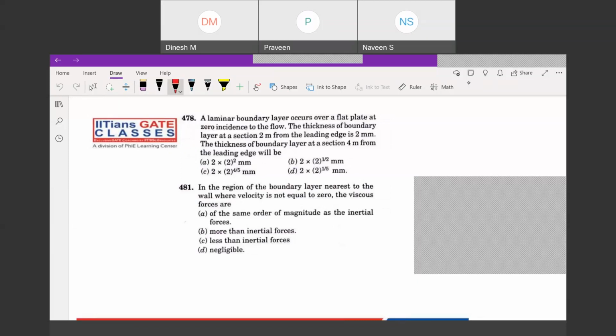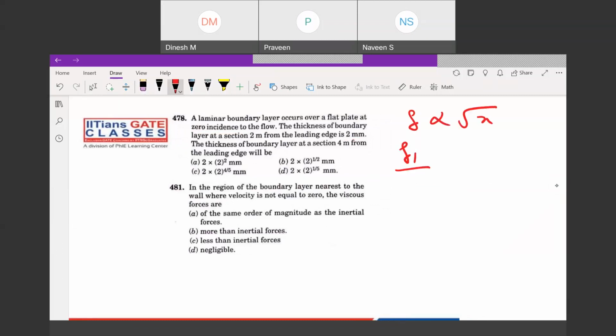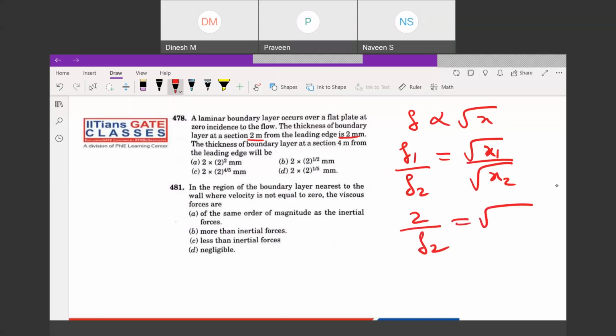So laminar boundary layer occurs over a flat plate at zero incidence to flow. The thickness of boundary layer at section 2 meter is 2 mm. I have already explained this question. Delta is proportional to root x. So delta 1 by delta 2 equals root x1 by root x2. So 2 mm at 2 meter. So 2 mm by delta 2, you have to calculate root over 2 meter divided by, you want to calculate at 4 meter, this is 4.